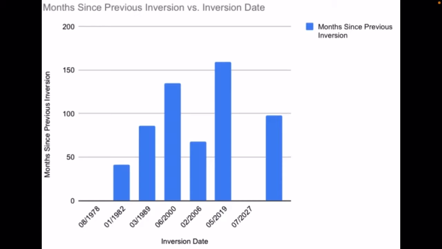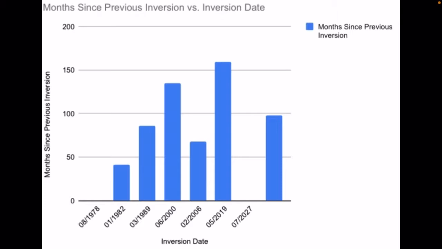So I averaged those up, and you can see the bar all the way to the right showing it's about 98 months. So that's 8 years and 2 months as far as the average between when the yield curve inverted each time. So about 98 months. So I added 98 months to 05 2019, so May of 2019, and that gave me the date July 2027 that we could possibly see the next inversion.